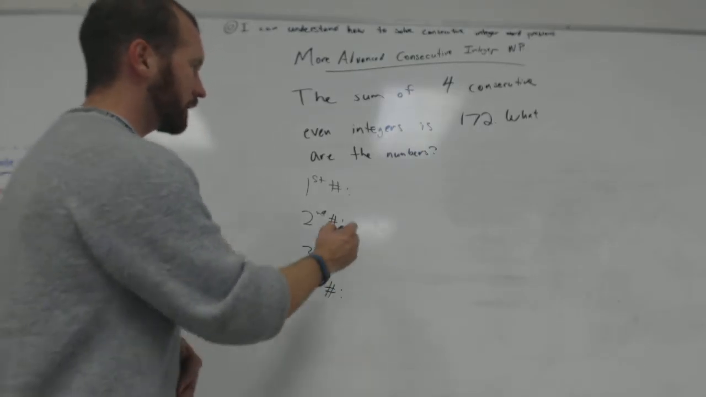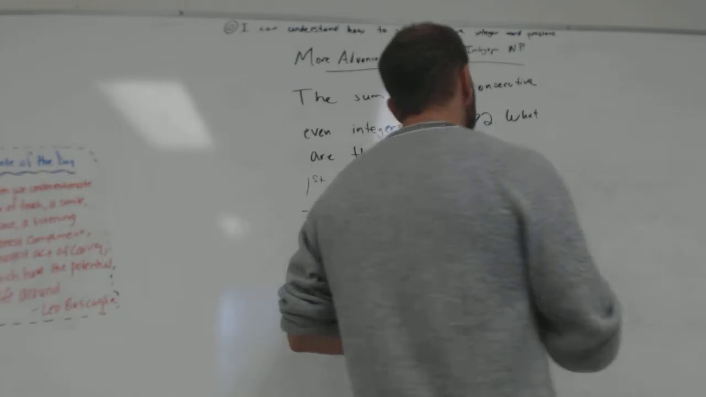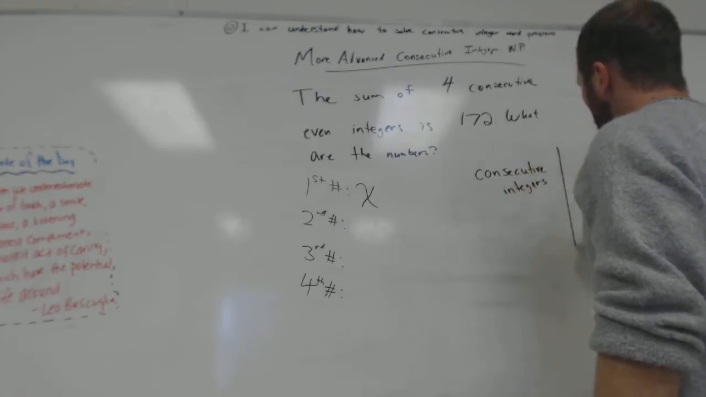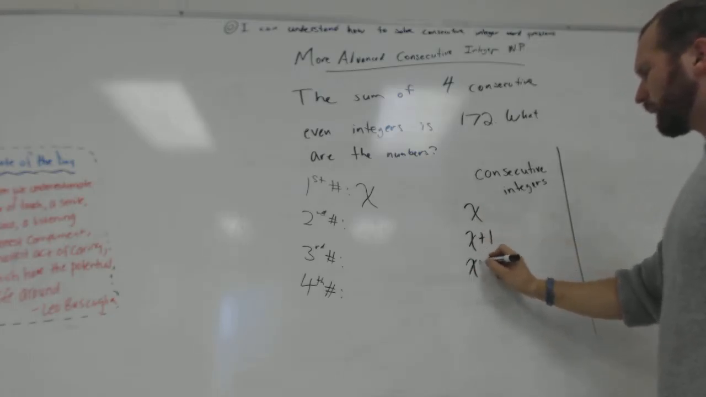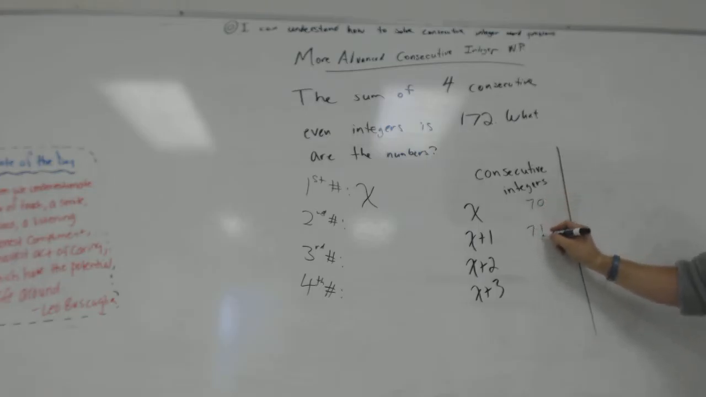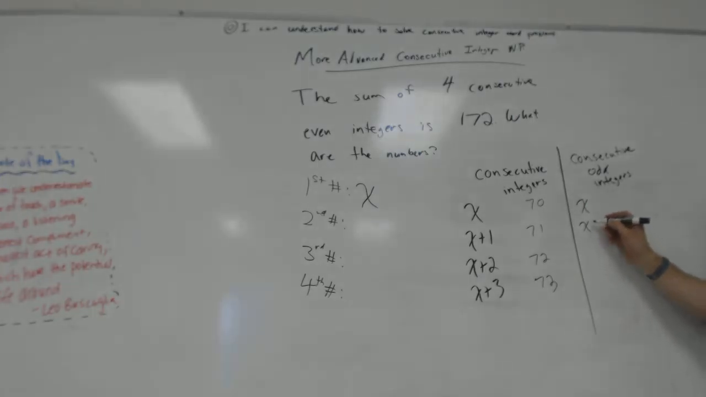First number, we don't know it. X. Second number, the next consecutive even integer. Let's think about this. Consecutive integers were like x, x plus 1, x plus 2, x plus 3. That would be something like 70, 71, 72, 73. Consecutive odd integers, we did something like x, x plus 2, x plus 4, x plus 6. So that would be like 7, 9, 11, 13.